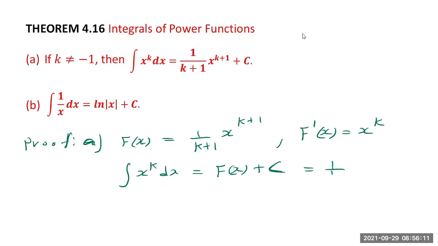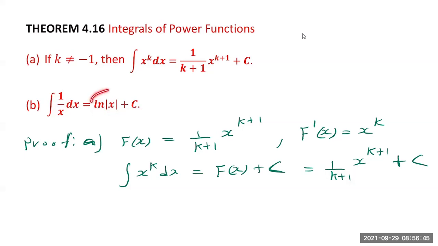That's going to be 1 over k plus 1 x to the power k plus 1 plus c. So the indefinite integral of x to the power k is given by this family of antiderivatives. The proofs of these indefinite integral formulas are very straightforward. As you can see, the second part tells you that the indefinite integral of 1 over x is ln x plus c.